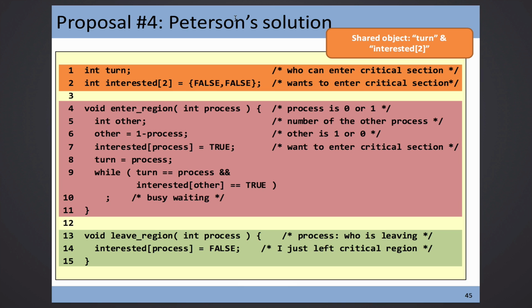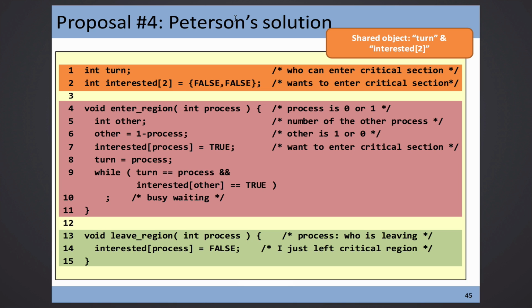The relationship is there is a variable called interested, which is an array. And for an array, I just create a shared memory. For the shared memory, I usually give a color orange. So the shared memory, the turn variable, is still there. This is the improvement over strict alternation, so we still have the turn variable.